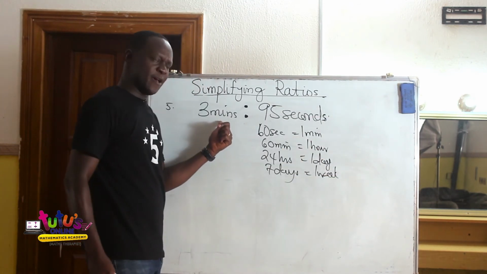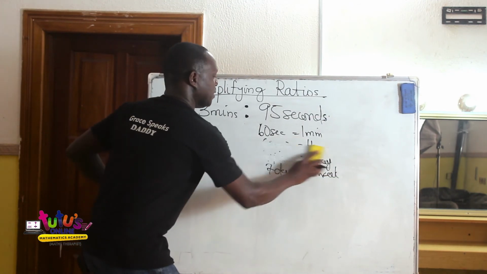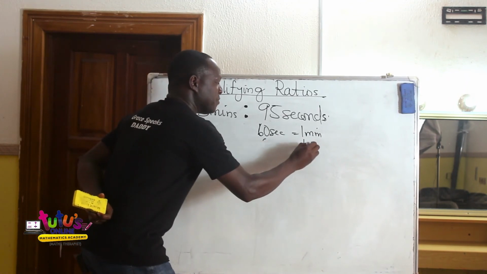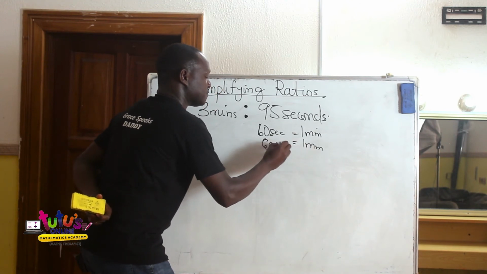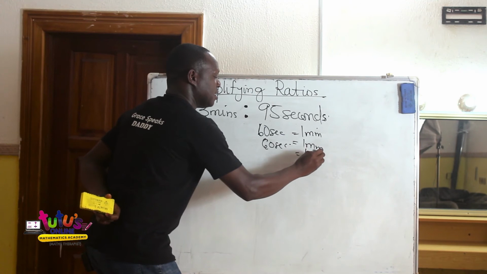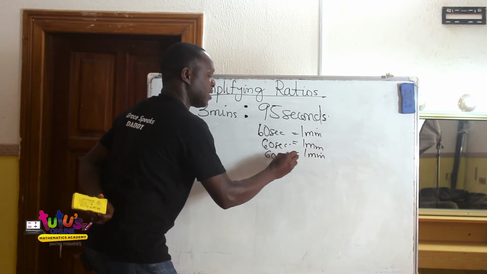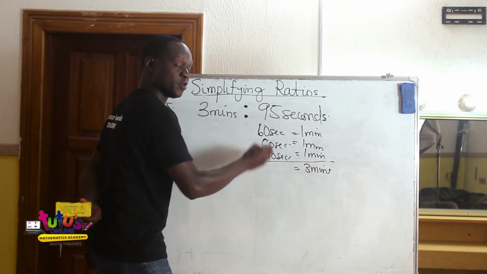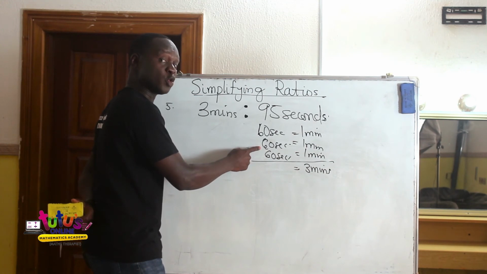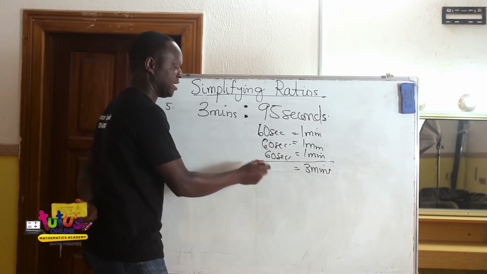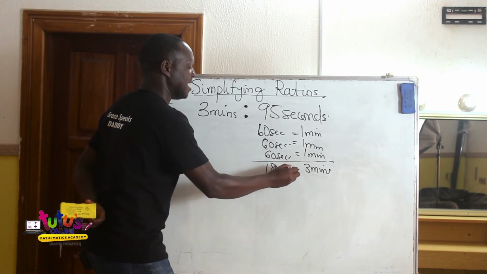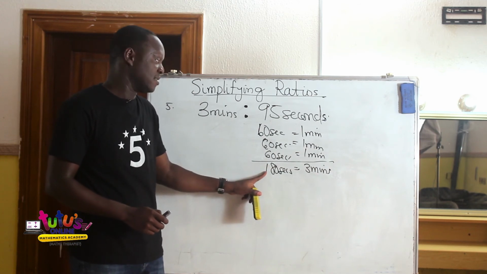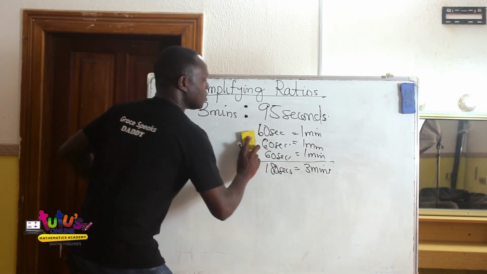Good. So we have 3 minutes here. What do we do? 60 seconds make 1 minute. So let's quickly change that to seconds. 1 minute gives us 60 seconds. Another 1 minute gives us 60 seconds. Right? Now let's add up. 3 minutes will give us what? 60 plus 60 is 120. 120 plus 60 is 180. That gives us 180 seconds. Now, it means where you see 3 minutes, replace it with 180 seconds. Can you see that?